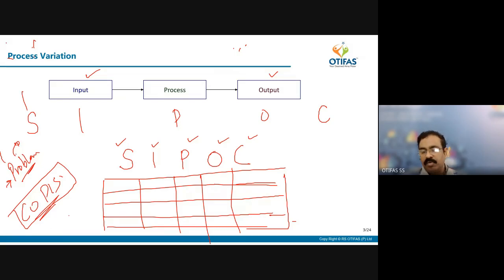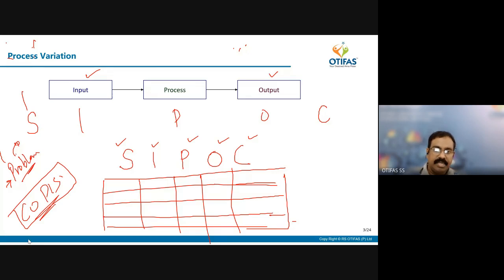So why do you want to make a SIPOC? Very simple. You want to know the scope of your problem, the scope of your project. Where does it start and where does it end? Who are the people who are going to be involved? Who are all the suppliers you may have to communicate with? Because you are going to do a project, you are going to solve a problem, sometimes suppliers may be involved, so you may need to communicate with them. In the define phase itself, we are identifying the scope: who is involved in this project, what are the inputs, what are the process steps, what is the output, and who are the customers. So this is what is SIPOC.